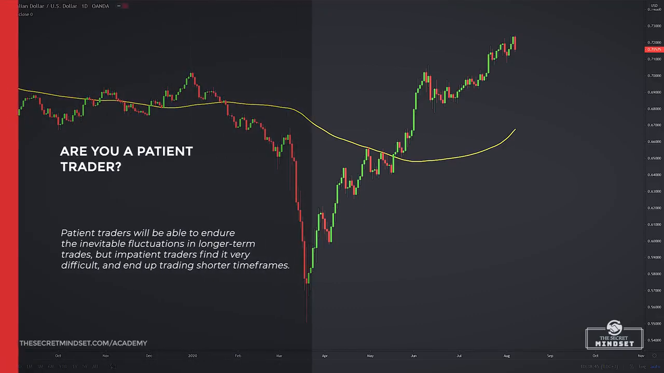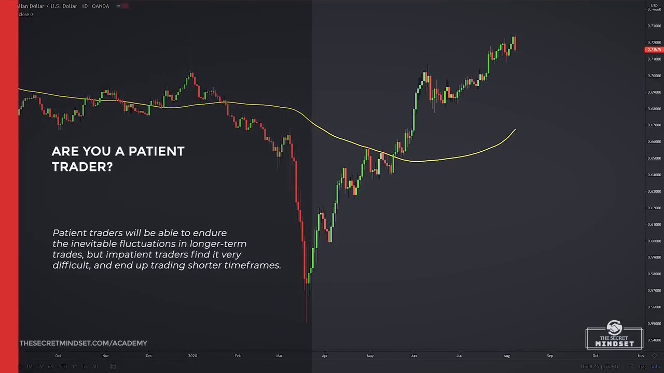Third, are you a patient trader? Patient traders will be able to endure the inevitable fluctuations in the longer-term trades, but impatient traders find it very difficult and end up trading shorter timeframes. In fact, impatient traders make very good scalpers.